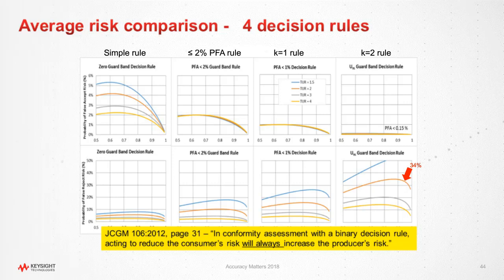So you can see you need to really think about this, and I just have the quote right out of JCGM 106 that talks about that. They say, acting to reduce the consumer's risk will always increase the producer's risk. So they say that in words. I'm showing it to you in solved definite integrals.